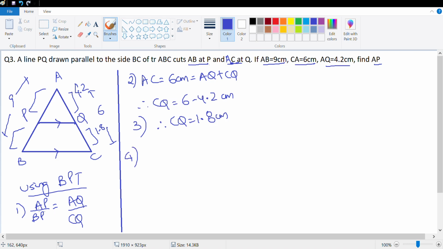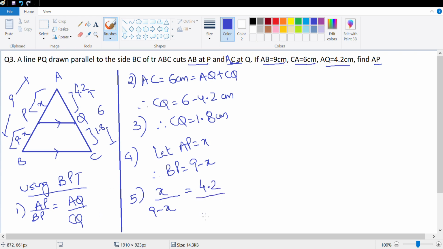Now I have to find the value of AP. Don't know, so let AP is equal to X. Therefore, BP is equal to 9 minus X. So if this is X, this is 9 minus X, which means if I put this in the basic proportionality theorem, AP is X, BP is 9 minus X. This is equal to AQ, which is 4.2 upon CQ, which is 1.8.